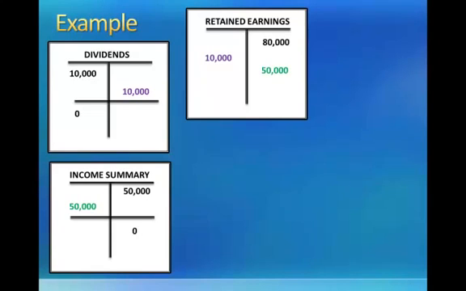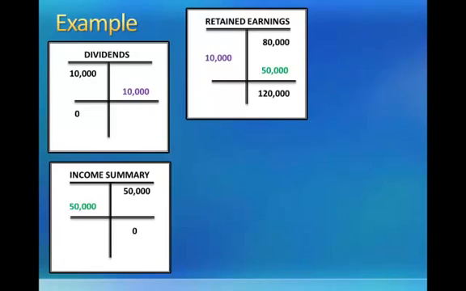If we take a careful look at this, we can see that the beginning retained earnings balance of $80,000 minus dividends plus net income is equal to the ending retained earnings balance of $120,000. If you think back to the module that covered the statement of retained earnings, beginning balance plus net income minus dividends is equal to the ending retained earnings balance.